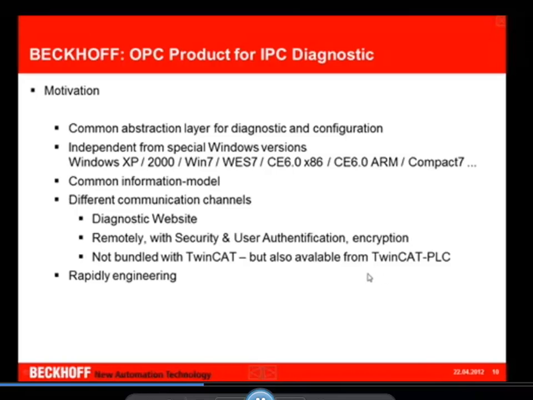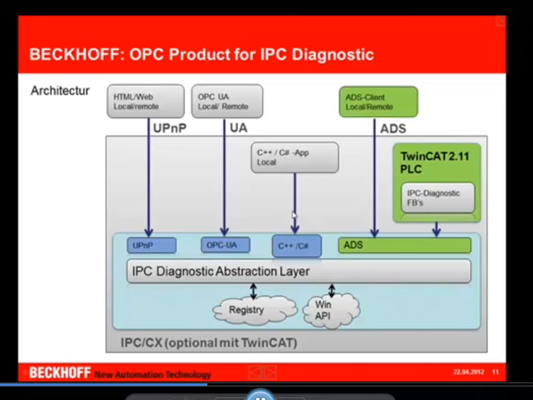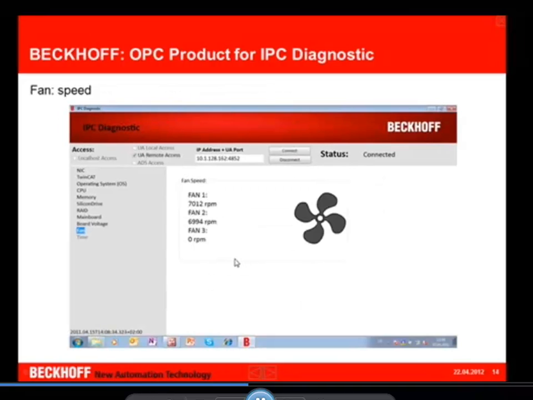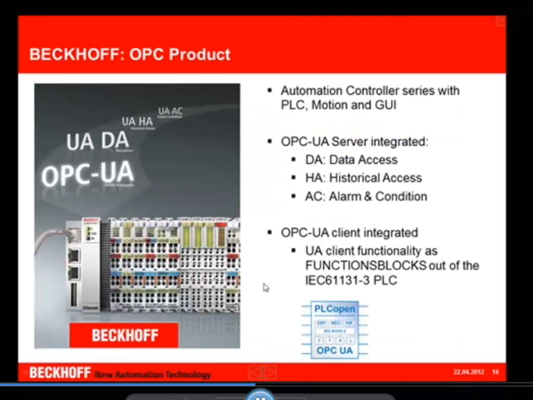So there's a web page, but we also needed a remote secured connection to industrial PCs, and this is exactly what you see here: the Unified Architecture access to allow, from outside or local, completely fast, reliable, secured connectivity into the abstraction layer. Of course, you can also access it out of the PLC, and in the end we can collect things like the CPU frequency, the current temperature, the CPU usage, or the fan speed, but also everything about operating systems, the versions, and so on. This is royalty free.